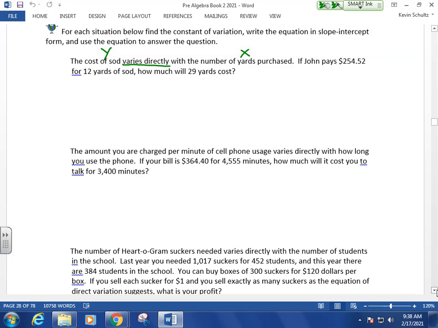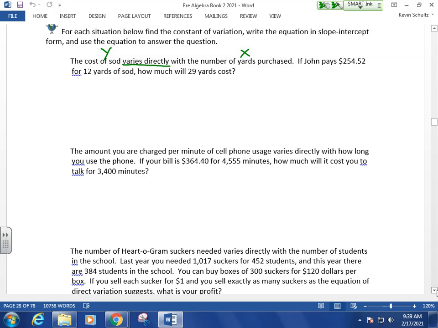The next one, the amount you are charged per minute of cell phone usage varies directly with how long you use the phone. Did you know that you used to be charged per minute talking on the phone? It wasn't like an unlimited plan as most plans are now. So when you hung up the phone and it showed you the time that you were on the call, if it was like 3 minutes and 59 seconds, you were golden because they rounded down, which was kind of nice. Okay, so you're only charged for 3 minutes instead of 4. It was the little things in life that made us happy back in the 90s.